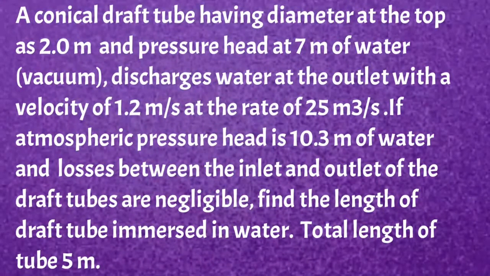A conical draft tube having diameter at the top as 2 meter and pressure head at 7 meter of water vacuum discharges water at the outlet with a velocity of 1.2 meter per second at the rate of 25 meter cube per second. If atmospheric pressure head is 10.3 meter of water and losses between the inlet and outlet of draft tube are negligible. Find the length of draft tube immersed in water. Total length of tube is 5 meter. So this was the given question.